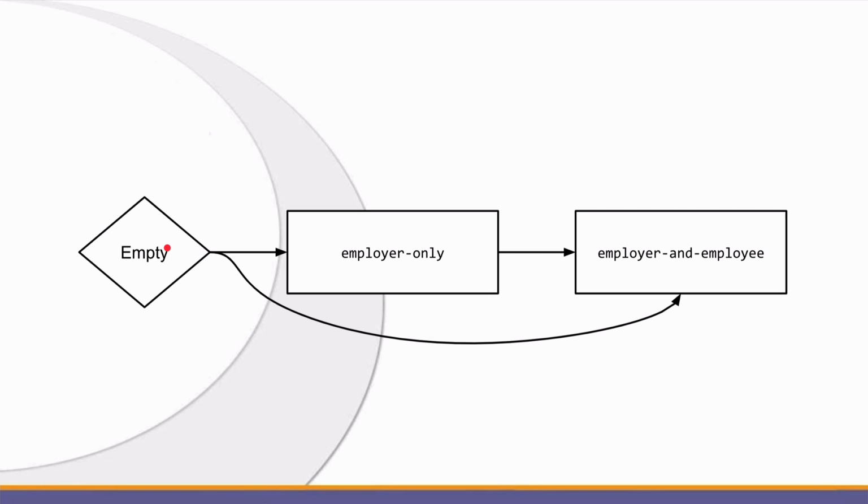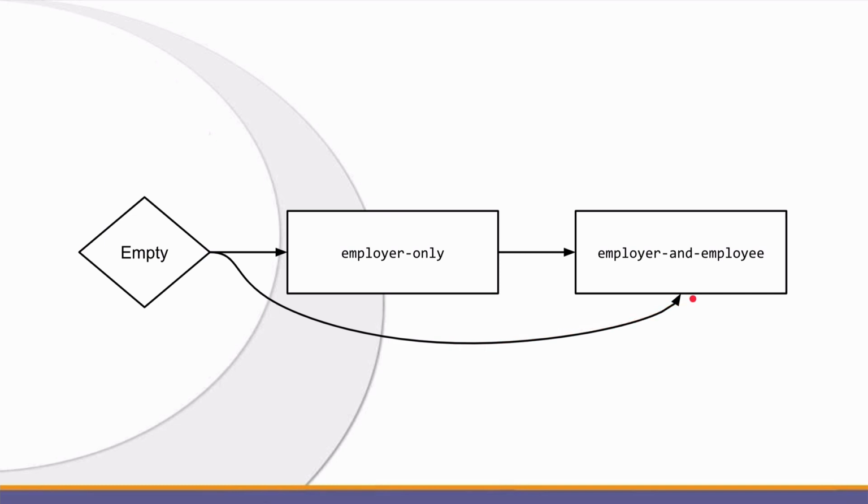In addition to this empty stage, in this example, we have two more stages. The stage called employer-only corresponds to the employer being done with the first section and having left the employee to fill out the second section. And finally, the stage called employer-and-employee corresponds to both sections being filled out. The arrows in this diagram correspond to the stage changing, and depending on the choice made by the employer at the beginning, we can go to employer only or directly to employer and employee.